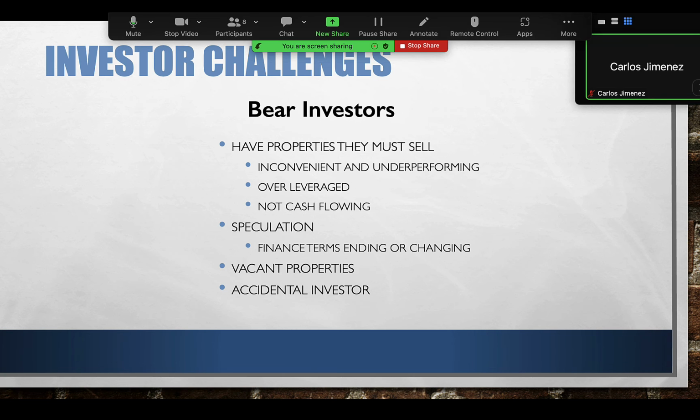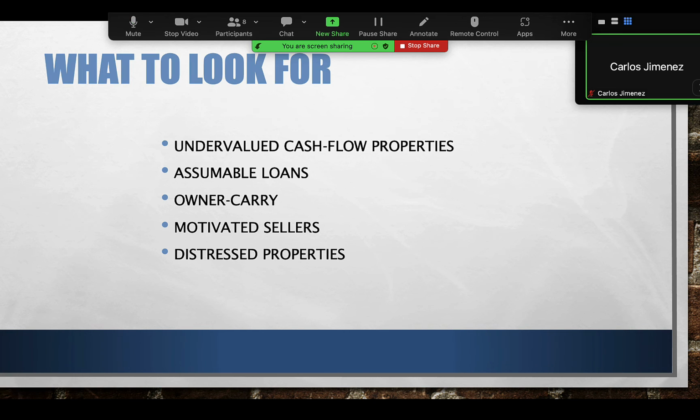Bear investors also are sitting on vacant properties, either speculative or cash flow. They bought them, they thought they were going to rent them out, and they didn't. They bought them as an Airbnb, VRBO, short-term rental, and maybe they're not getting as much occupancy as they thought they were going to get. And then remember our accidental investors that ended up investing, and now they're in a property that again isn't depreciating. It's inconvenient to them. It's underperforming, and they feel like it's time to sell because there's just not a lot of future upside to the property. So that's the challenges for bear investors, okay?